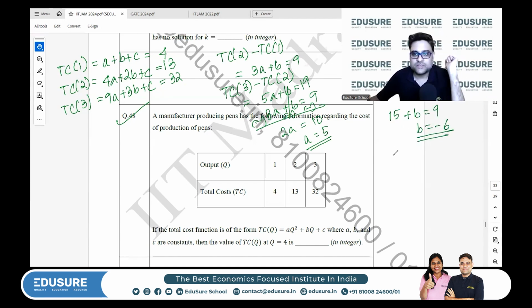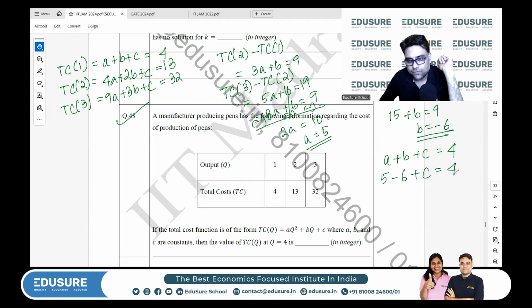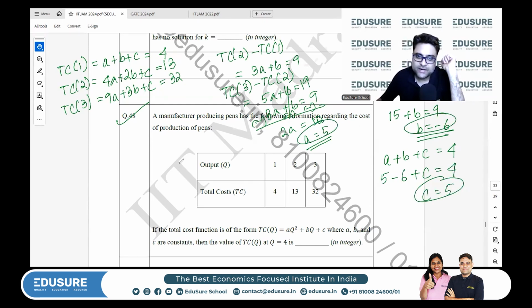And A plus B plus C is equal to 4. So 5 minus 6 plus C is equal to 4. C is equal to 5. These are the values that I will get.